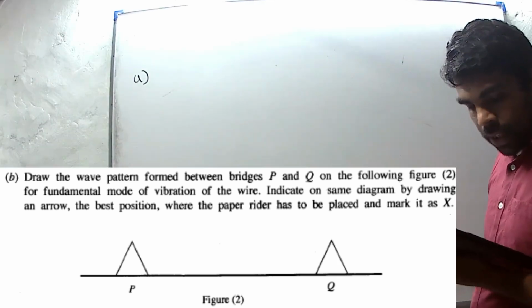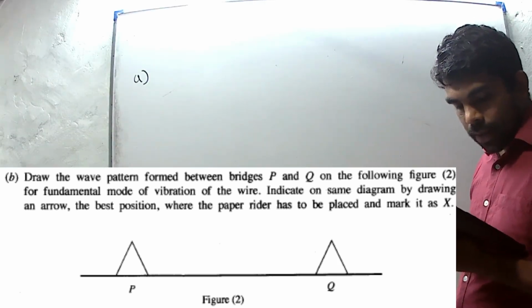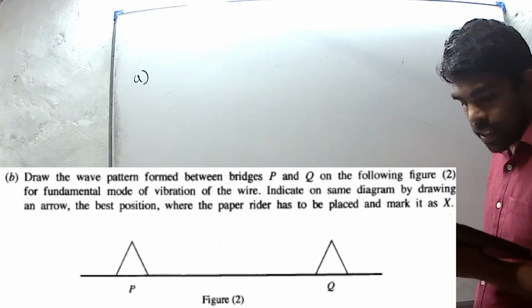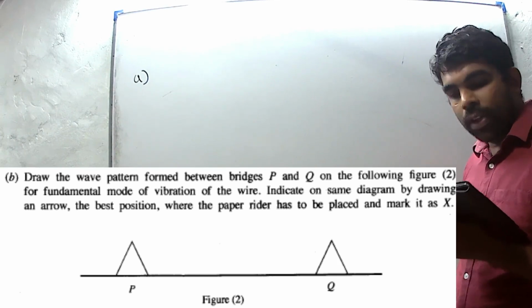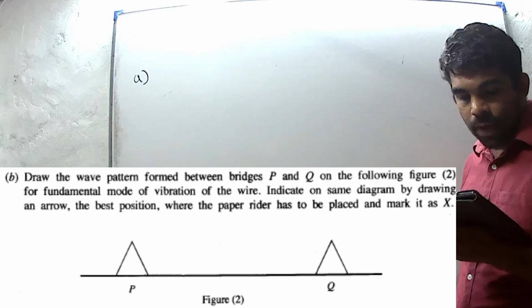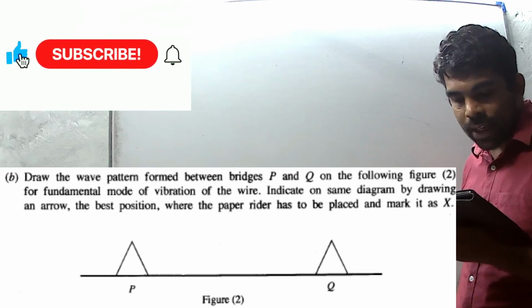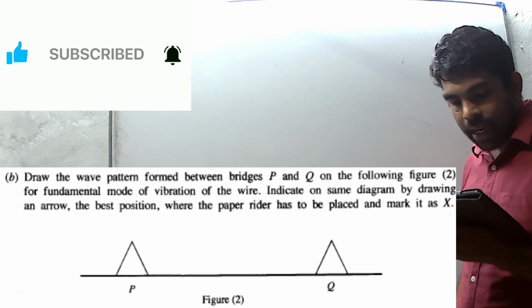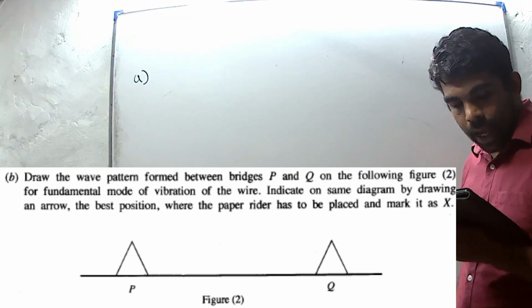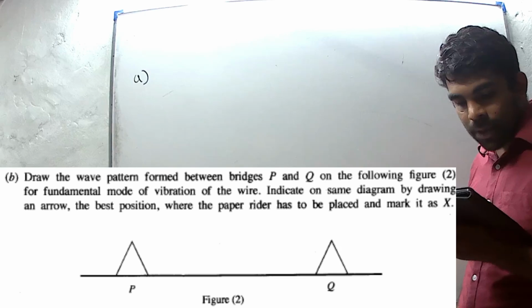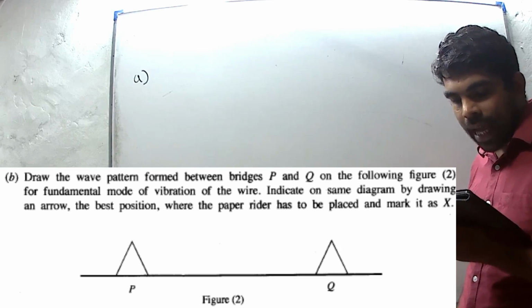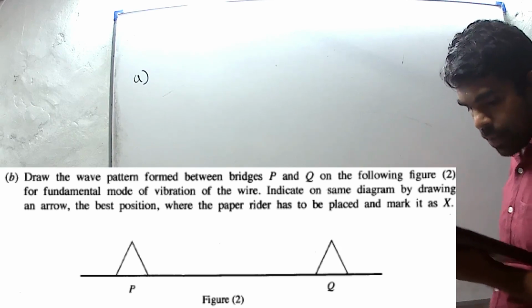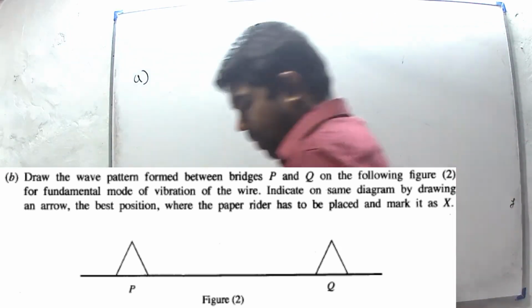Part B. Draw the wave pattern formed between bridges P and Q on the following figure 2 for the fundamental mode of vibration of the wire. Indicate on the same diagram by drawing an arrow the best position where the paper rider has to be placed and mark it as X.